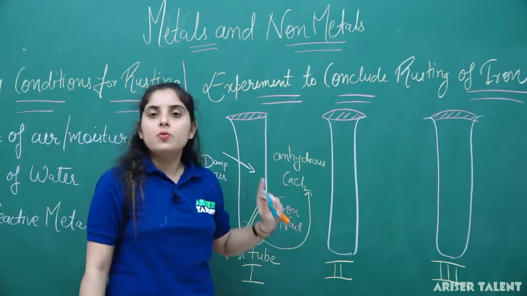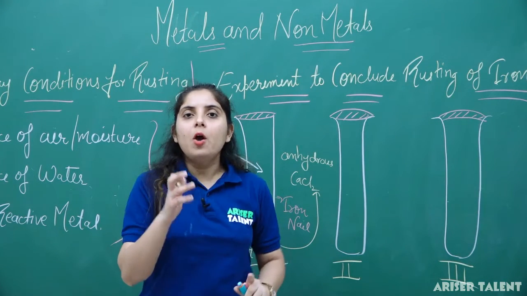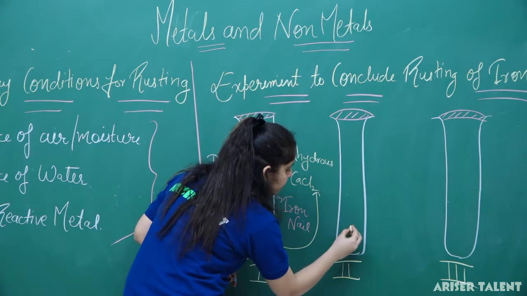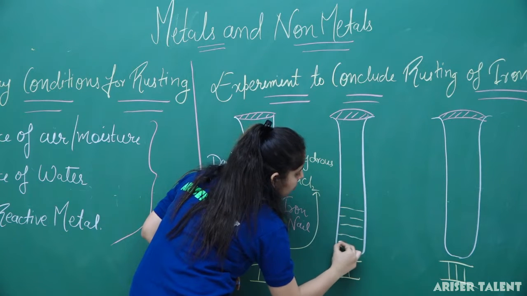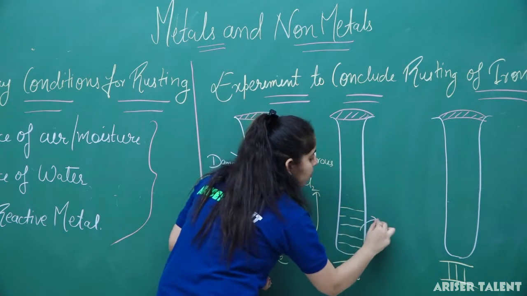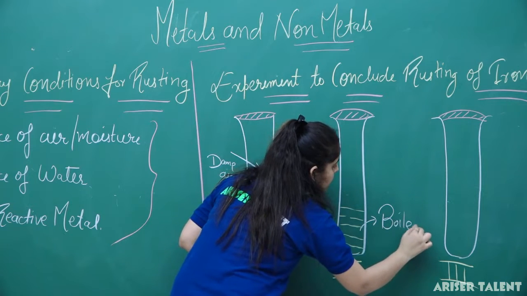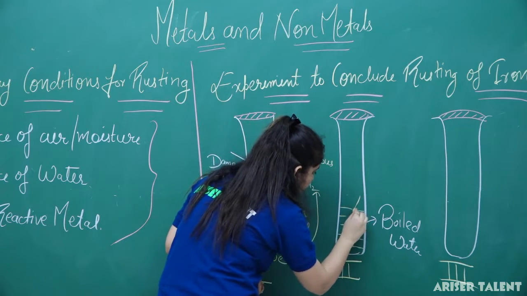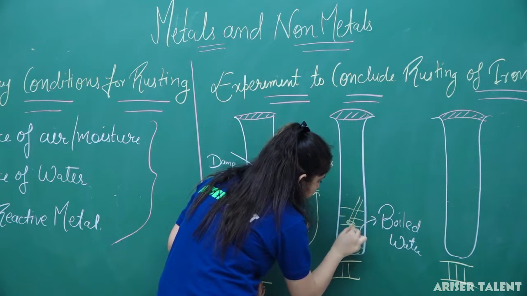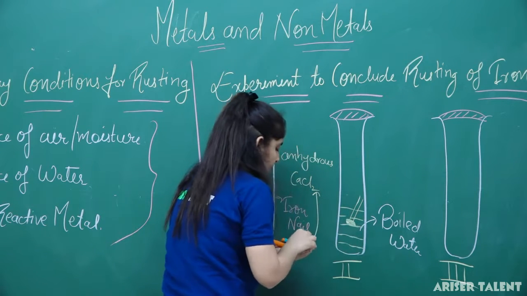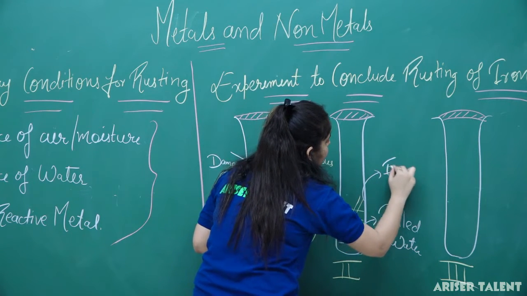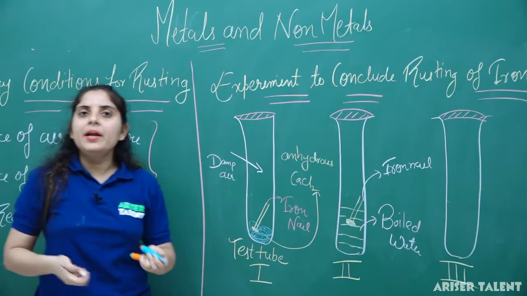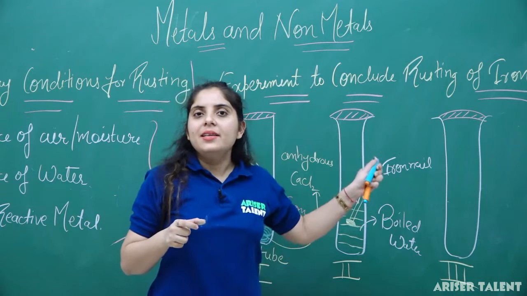Now, we are proceeding to test tube number 2. In this second test tube, we have put boiled water and dipped an iron nail in it. What we have done here, we have taken boiled water. In this boiled water, we have dipped an iron nail. This is our iron nail, and apart from it, we have put a few drops of oil in this tube.